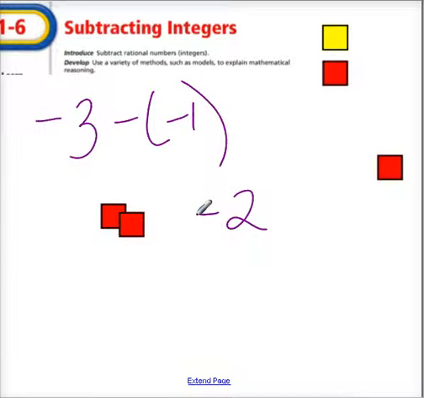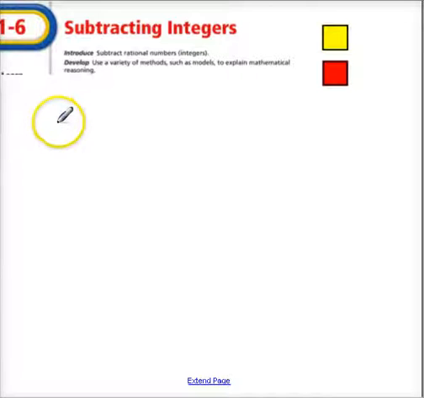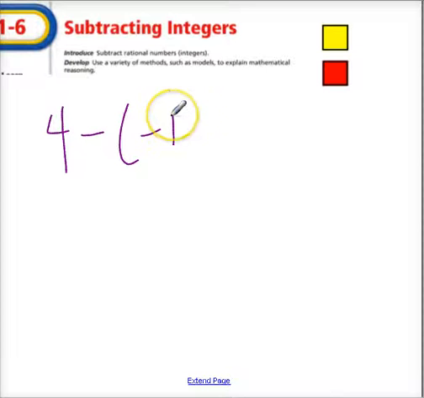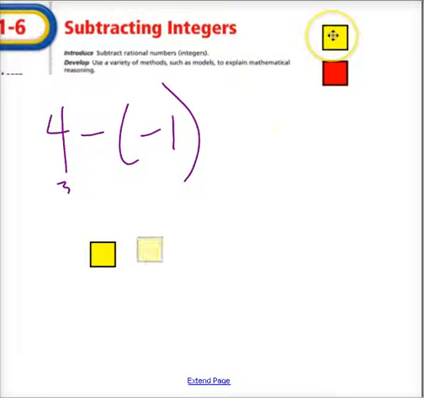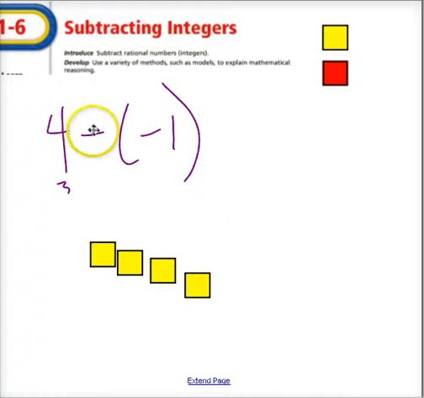All right, what happens if you have something like, let's say 4 minus negative 1. So always start with your first integer. I'm going to model 4, positive 4, 1, 2, 3, 4. Now, it says I'm supposed to take away a negative unit. I have no negatives to take away. So this is where we do something different with subtracting. Since I can't take away any negatives, I only have positives, I need to add some tiles to my already existing number so that I can remove a negative.